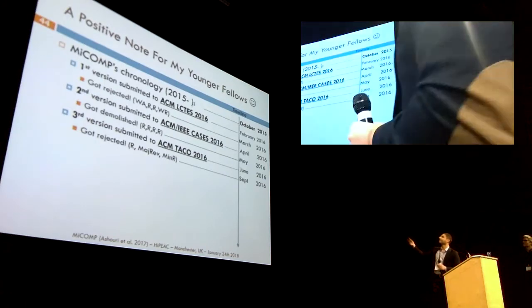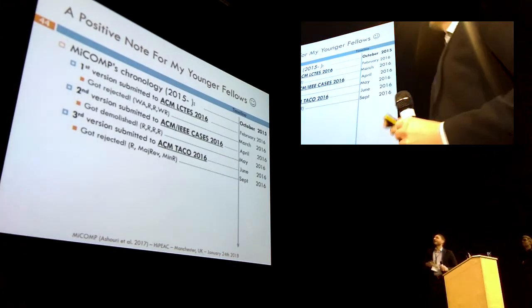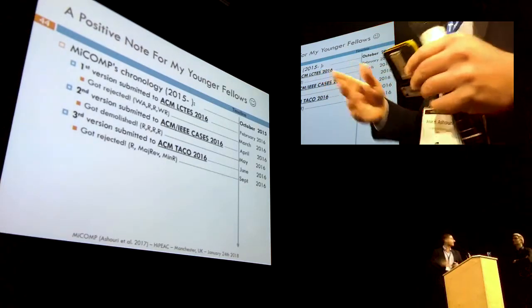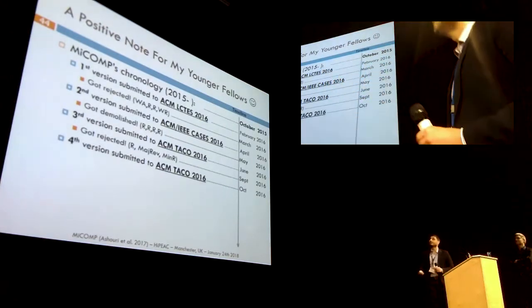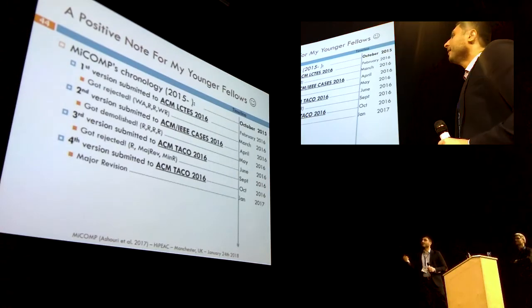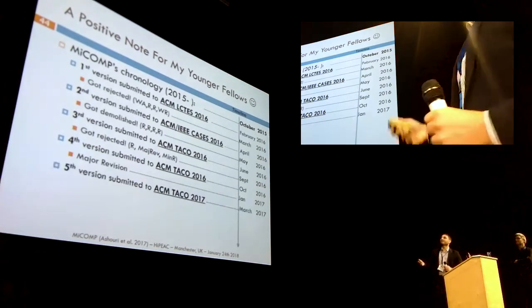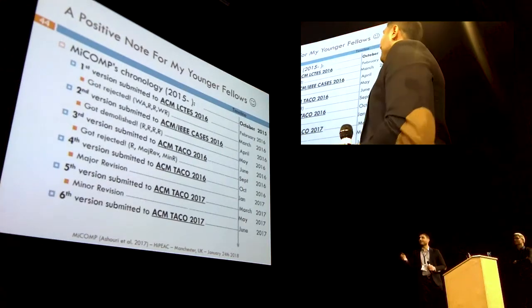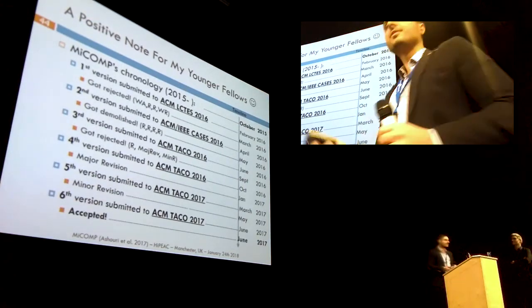So it was at this point, September 2016, that I got the reviews again. It was in my final letter of my PhD, and we submitted again to TACO. Finally, we got a major revision, and then carrying on forward, in the 5th edition, we got a minor revision, and then finally it got accepted, this year, in June.